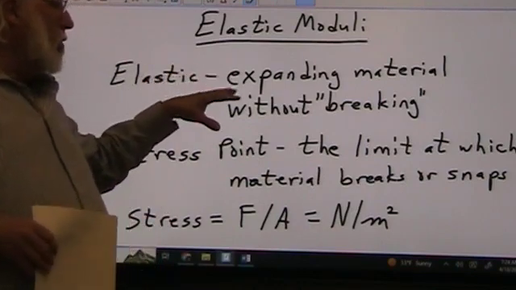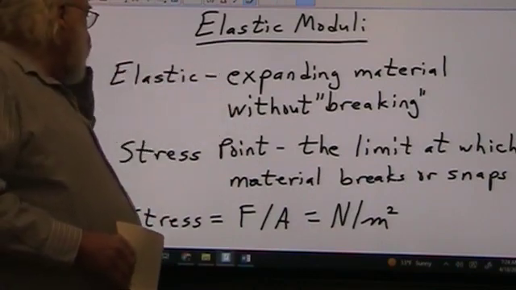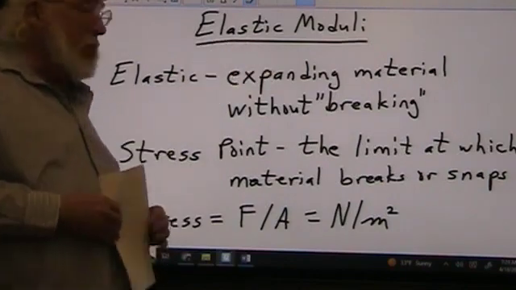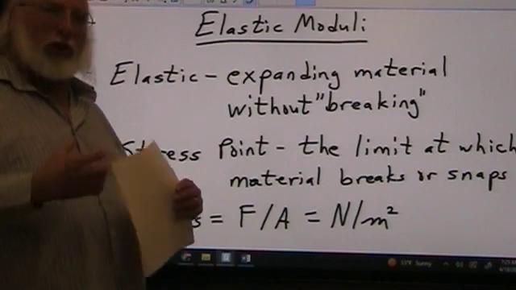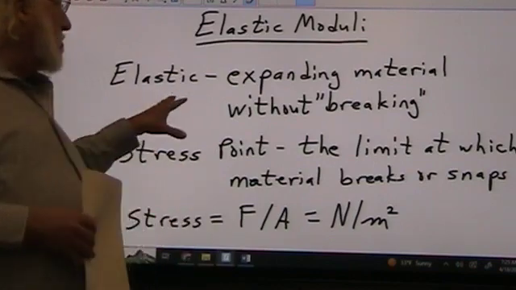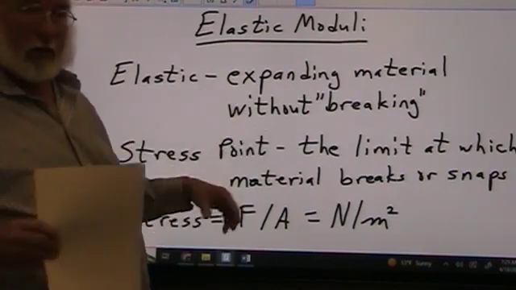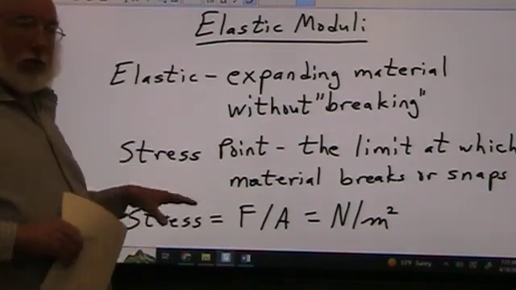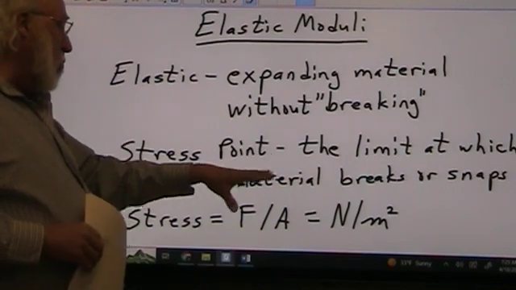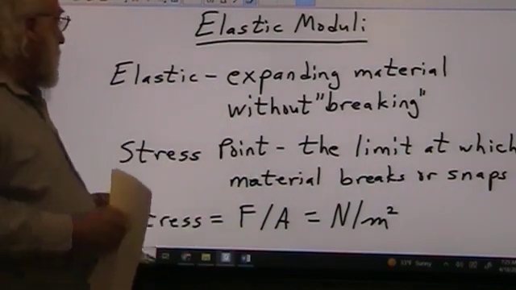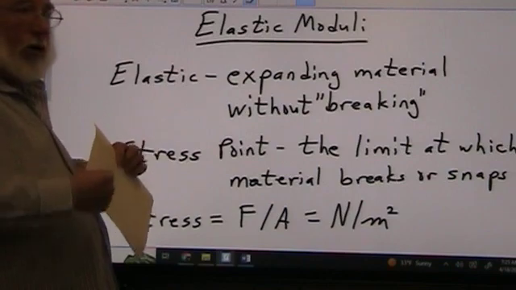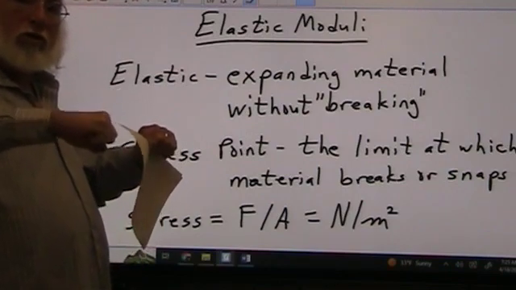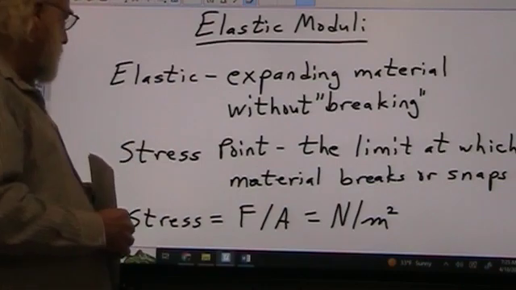So we're going to get into solids here, something called elasticity, or the section called elastic moduli, ways of measuring stretchiness. Elastic means expanding a material without breaking or snapping. The stress point is another term we're going to use, the limit at which the material breaks or snaps. So with a rubber band, you stretch it, but if you put too much force on it, it just snaps.